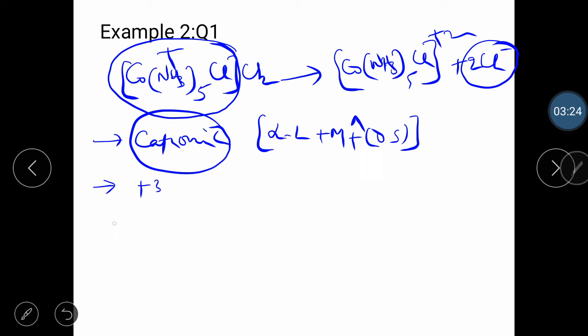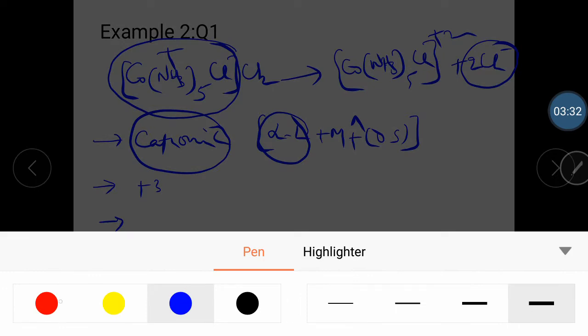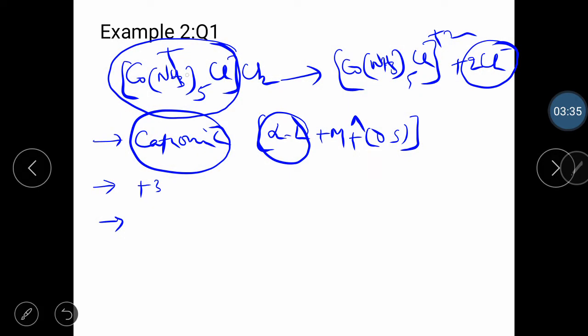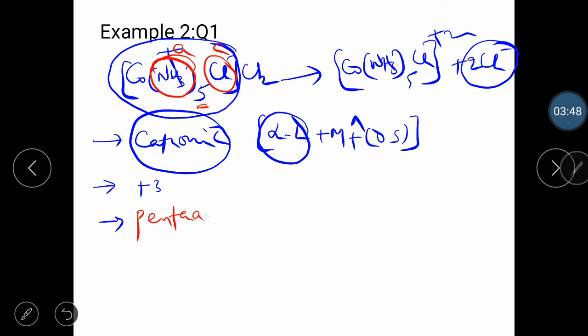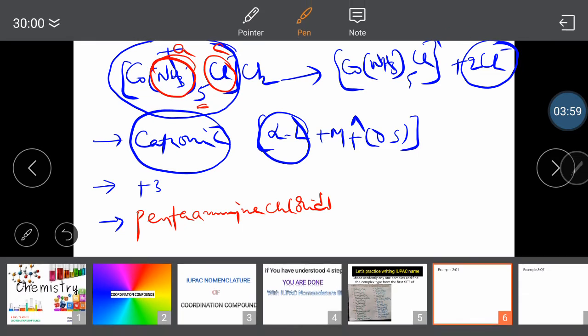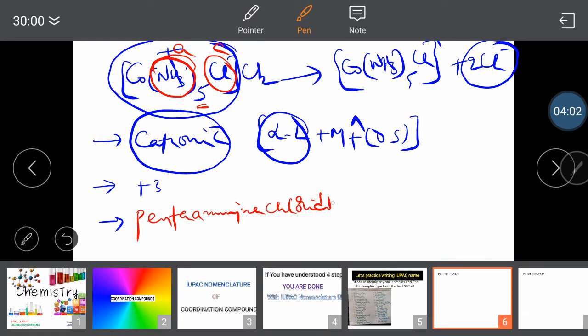So write the name now. First, ligands in alphabetical order. What are the ligands we have here? We have ammine ligands. How many are there? 5 are there. I have chlorido. A or C, which one comes first? A comes before C. So ammine first. So it will be pentaammine, chlorido. Ligands over.